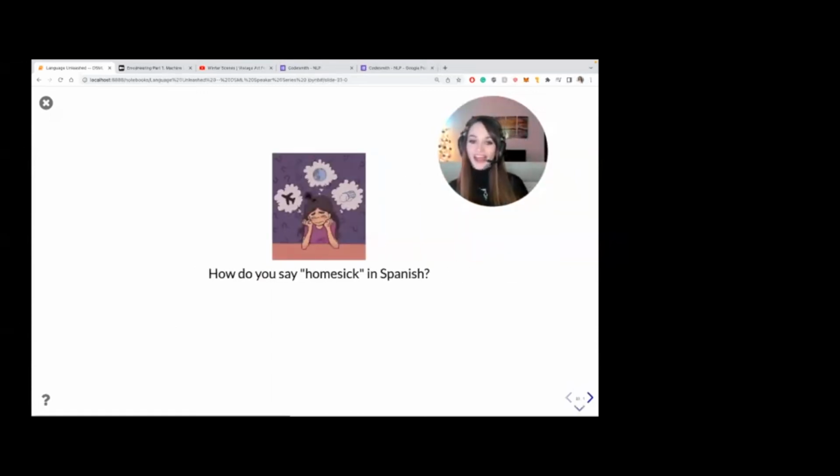Next example, how do you say homesick in Spanish? Actually, there's not a word for homesick in Spanish. You could say something like, I'm nostalgic about my home, or I'm nostalgic about my country, but homesick, as it is in English, doesn't exist in Spanish. So we have a lot of language diversity.